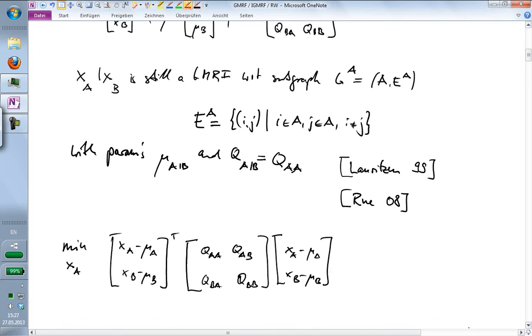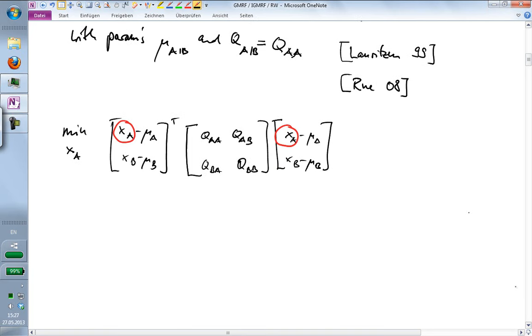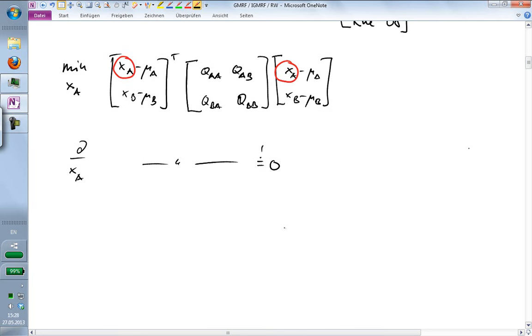And the only thing that is not given here is the XA. So everything else is known, or is assumed known. And then you can multiply this expression out and differentiate with respect to XA.